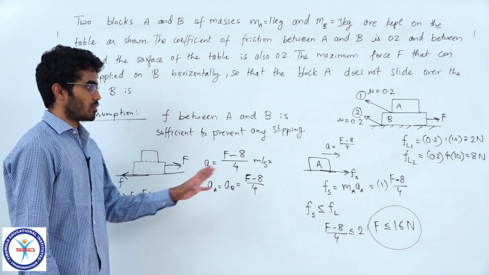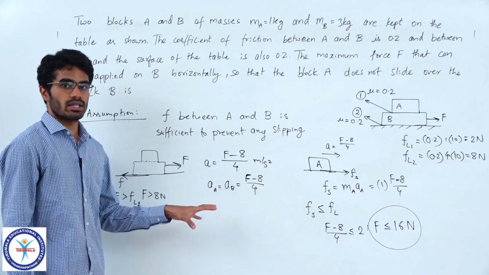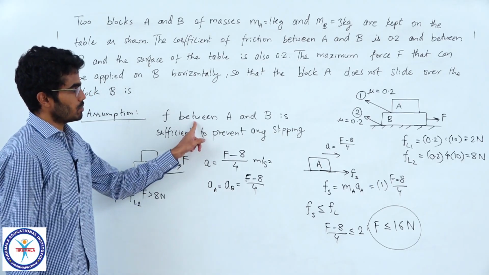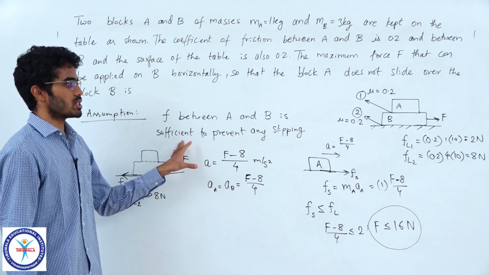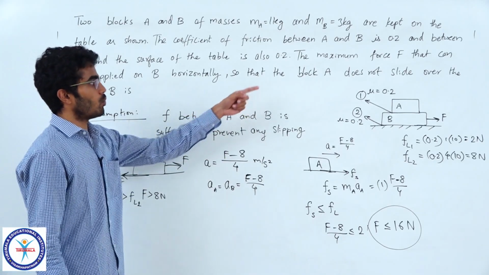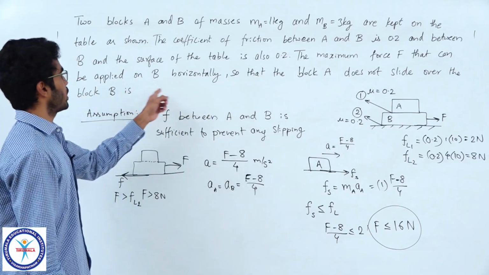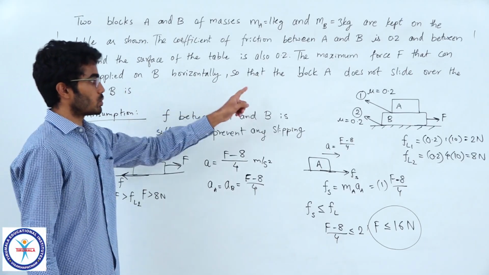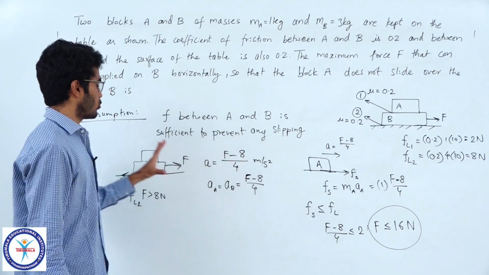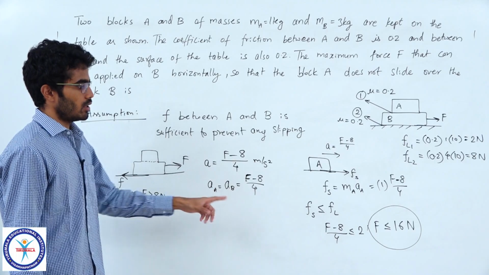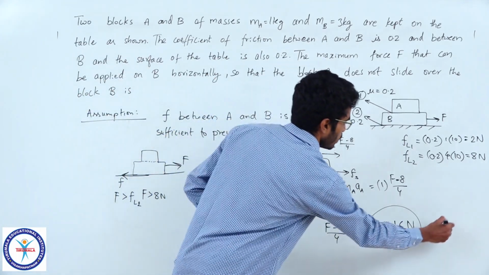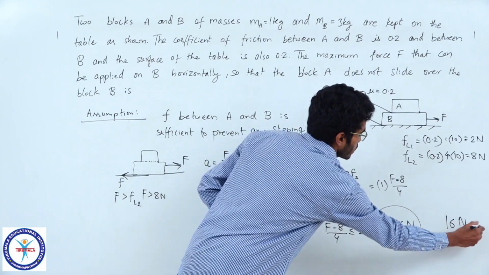That means, if the force applied here is less than 16 newtons, this will hold true. The friction between A and B will be sufficient and they will not slide, and that is what is asked in the question. What is the maximum force F that can be applied on B horizontally so that the block A does not slide? So, for them to move together, the force should not exceed 16 newtons. So, the answer will be 16 newtons here.